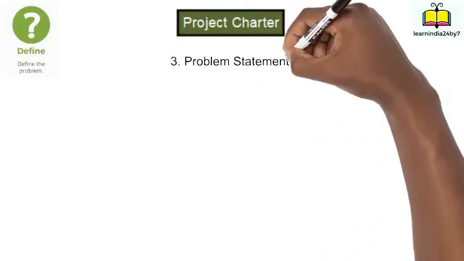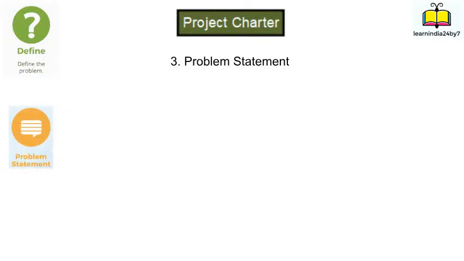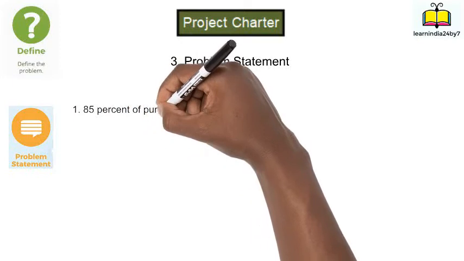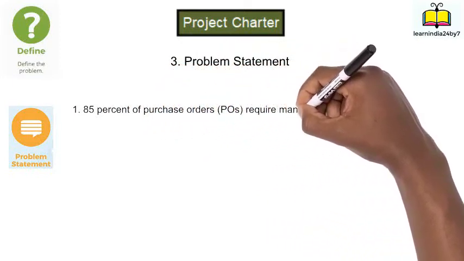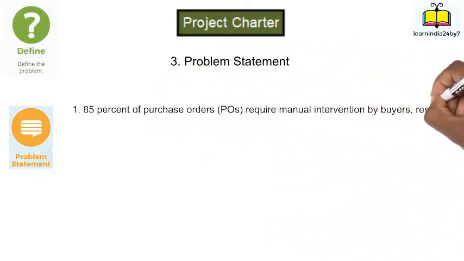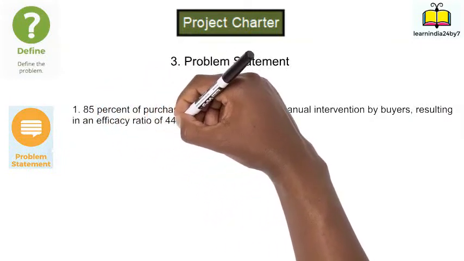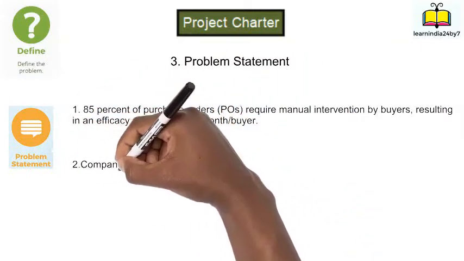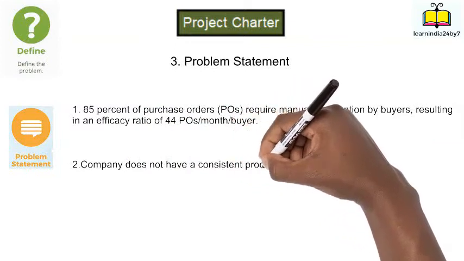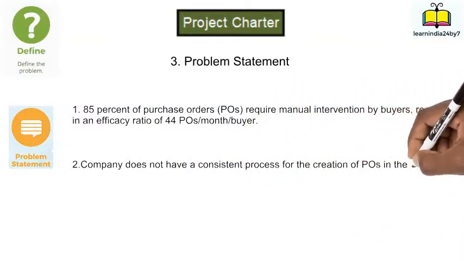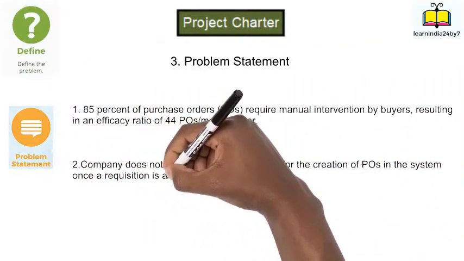So in the next stage, the company's Six Sigma team defined the problem statement for the project. The problem statement was defined as 85% of purchase orders require manual intervention by buyers, and the company does not have a consistent process for the creation of purchase orders.